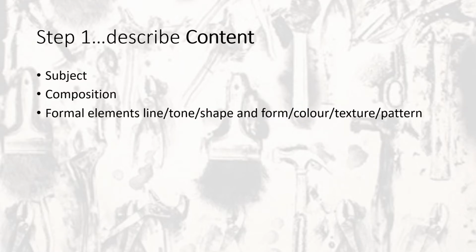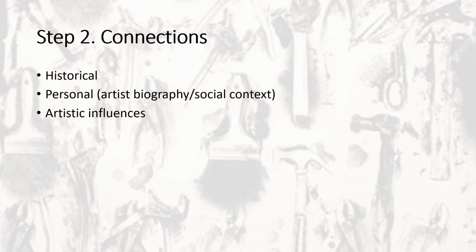Okay, next slide. Step 1: you're going to be asked to describe content, subject, composition, formal elements, line, tone, shape and form, colour, texture and pattern. Next slide. The second step is you're going to be looking at connections, so historical, personal, so that might include the artist's biography, it might include the social context, it absolutely does not have to, and I'm hoping that when I go through this that will become more clear. And thirdly, any artistic influences.